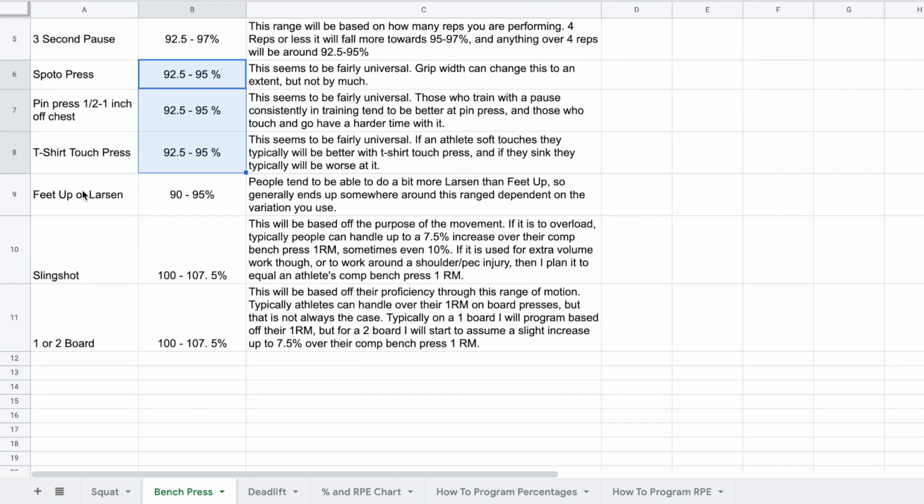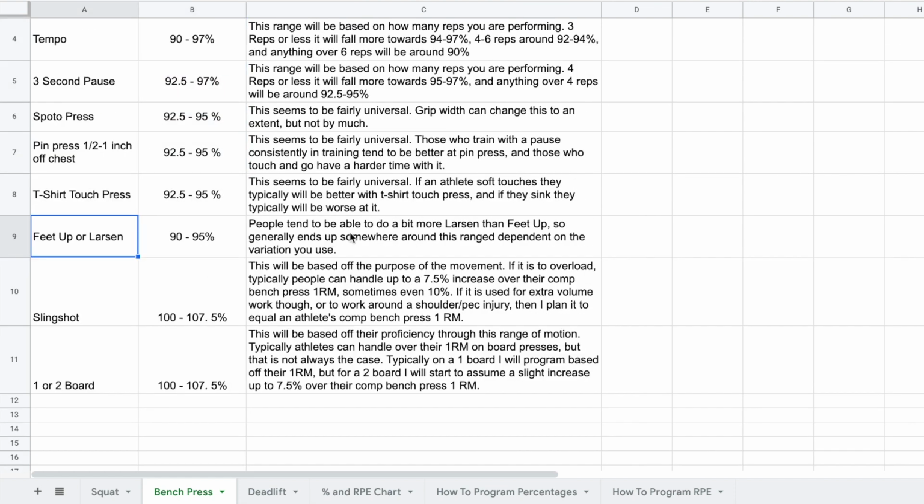Feet up or Larson is a bit different based off if you do feet up or you do Larson. Feet up means your feet are actually up on the bench. Typically that's going to make it harder to arch, and it's going to be a little bit more flat back, so you're going to have more range of motion. That's going to be more in that 90% range. Larson, since your feet are hanging, you typically can get a little bit more of an arch and a better position. So that's going to be maybe 92 to 95%, so a little bit more weight on Larson.